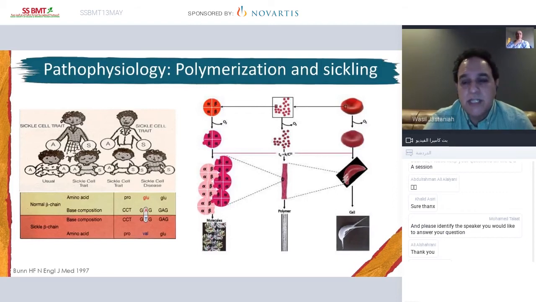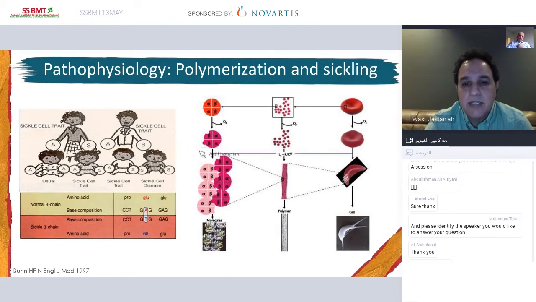So sickling is really the initiating event. And as you may all know, sickle cell disease is an autosomal recessive disorder where two parents need to be carriers, or one of them diseased and one carrier, to produce a child with sickle cell disease. And the hemoglobin S gene really results from a single nucleic acid base change from alanine to thymine that changes the code of the amino acid from a glutamine to valine in the beta globin chain.